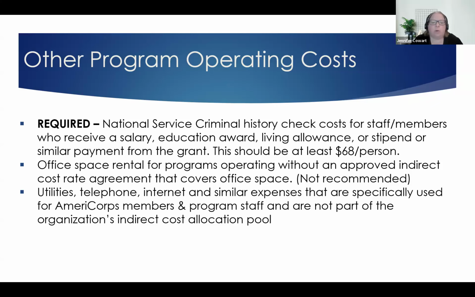Okay. This section also includes office space rental for programs operating without an approved indirect cost rate that covers office space. I don't typically recommend including office space. The Office of the Inspector General has been latching on more to these pieces. And if you are going to include it, you need to make sure that you're meeting the Code of Federal Regulation requirements. You have to show that the rent is comparable to other rents in the area, right? And then you can also include in this section timesheet software, utilities, telephone, internet, and similar expenses that are specifically used for AmeriCorps members and AmeriCorps program staff and are not part of your organization's direct cost allocation pool.